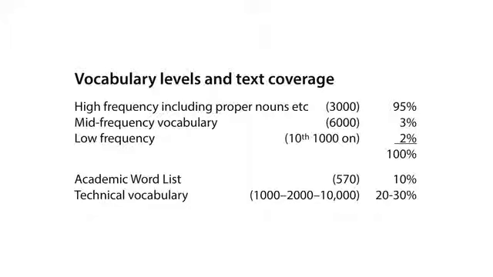The first frequency level is the level of the high-frequency words. These high-frequency words make up around 95% of the running words in any text, and there are 3,000 different high-frequency words. So by learning these 3,000 words, the learners get a very good start in being able to read and listen and to speak and to write.